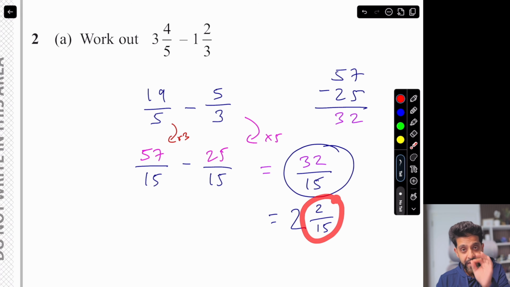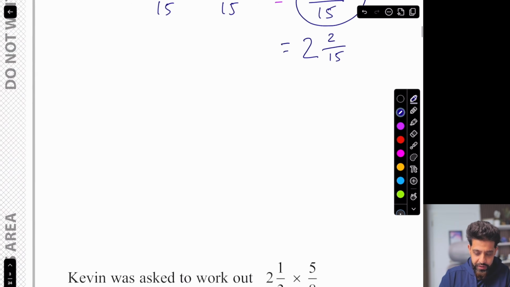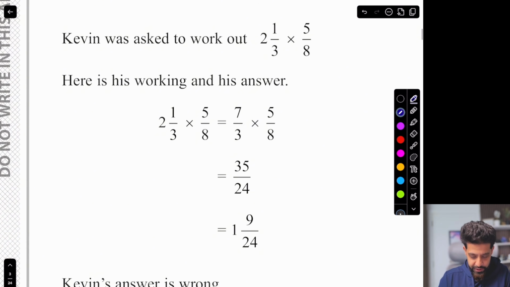If you can simplify that fraction, you should try to do that. But in this example, you can't. So this is your full and final answer. Moving on to the next part of this.